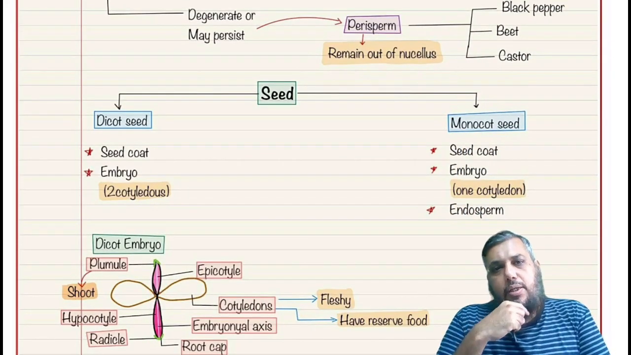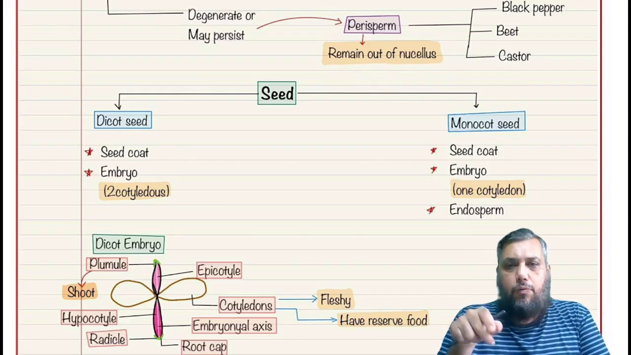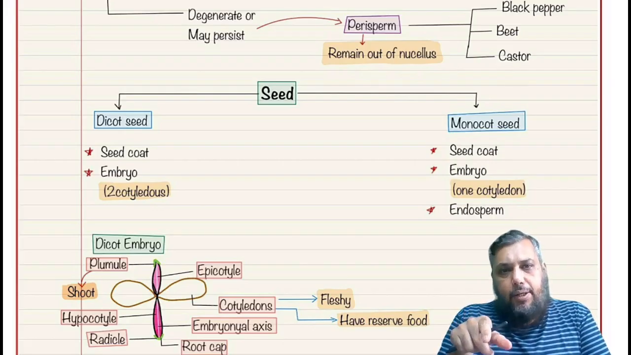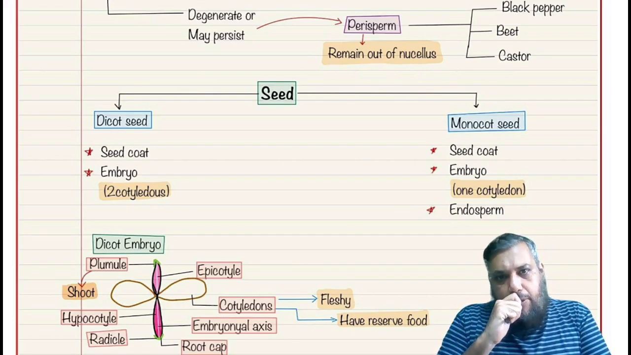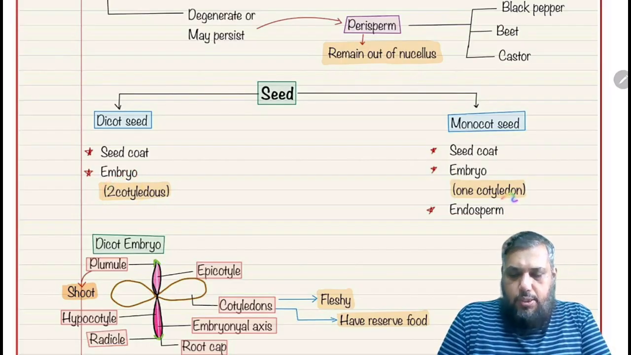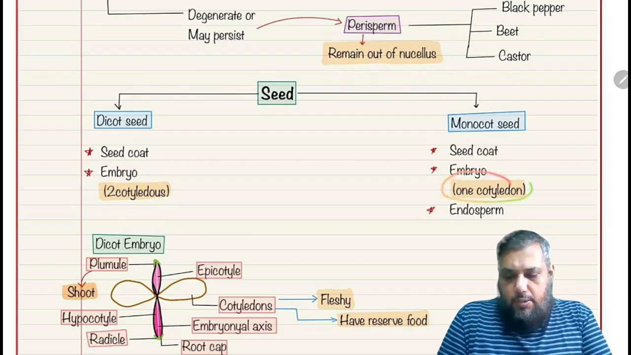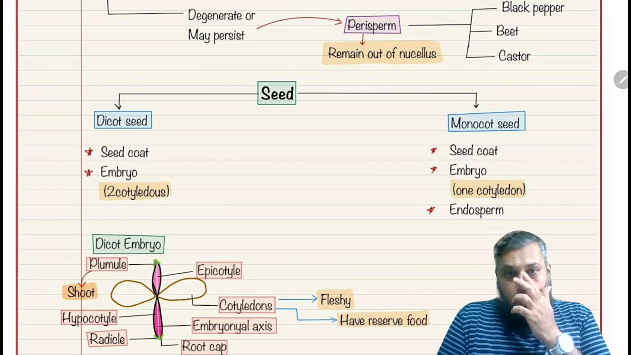Okay, so these are the things that you need to remember. Seed, depending upon the number of cotyledons, can be classified as a dicot seed and a monocot seed. Dicot seeds show the presence of two cotyledons, and monocot seeds show the presence of a single cotyledon. So dicot show the presence of two cotyledons.